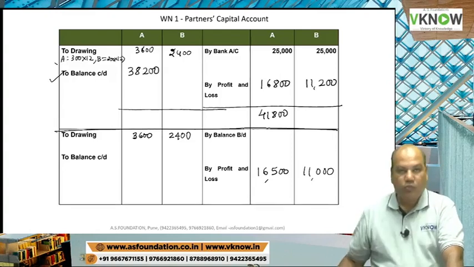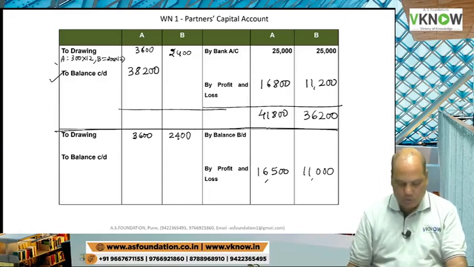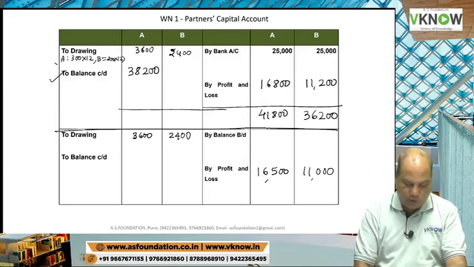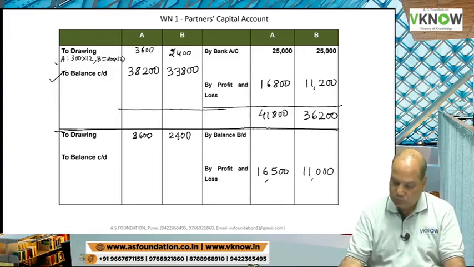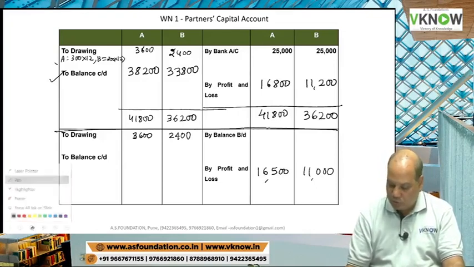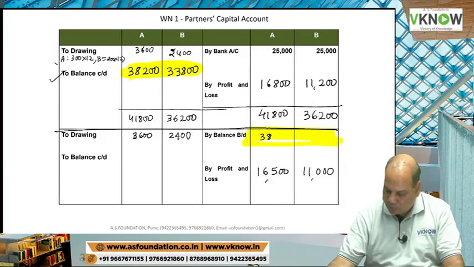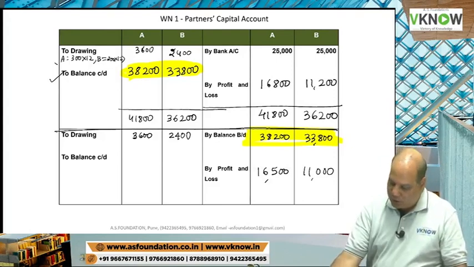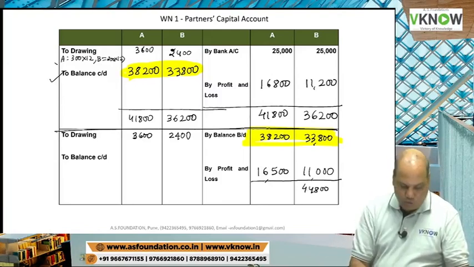Check 38,200. Second year 36,200 minus 2,400 is 33,800. Please check. This closing balance you transfer to next year opening balance. So next year write down by balance brought down 38,200 and 33,800. And then again find out the closing balance, individual partners closing balance.